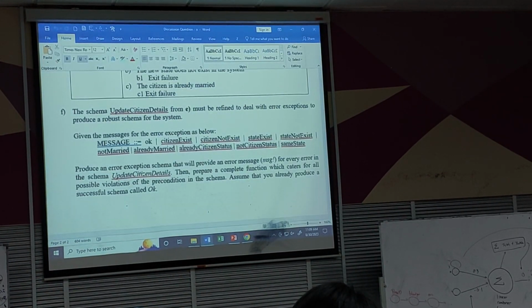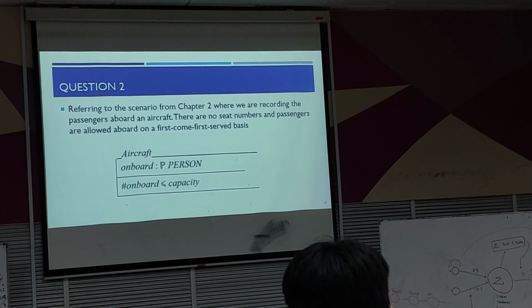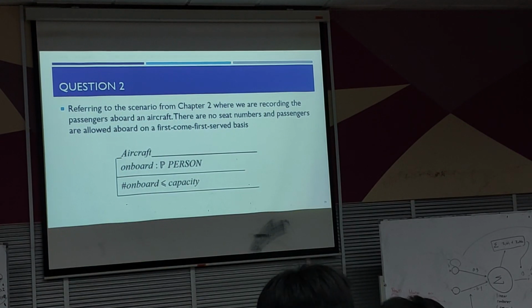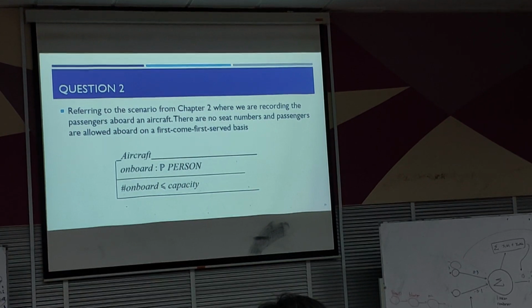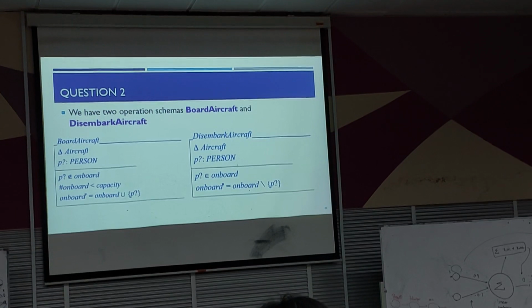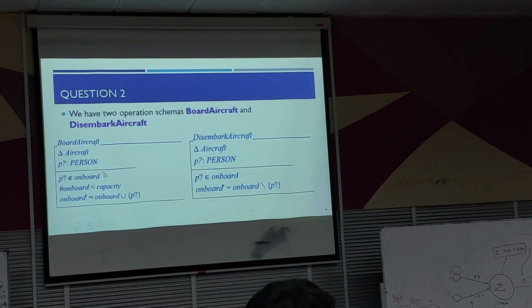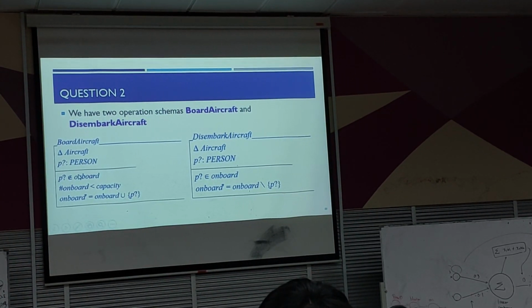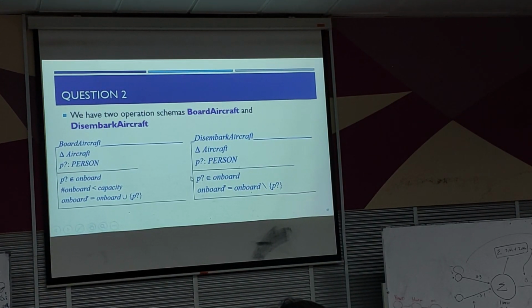Okay, let's proceed. So this is another question also from, if I'm not mistaken, chapter 2 also. So we have actually done the operation schema for aircraft where you have board aircraft and also disembark aircraft. This is what we have done previously. So you will see that you will have similar scenario here where for board aircraft you have two preconditions, and for the disembark you have one precondition.